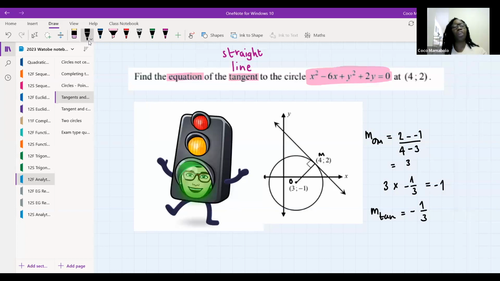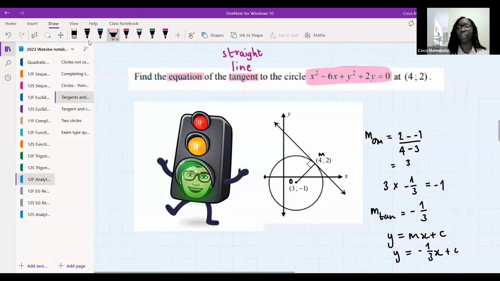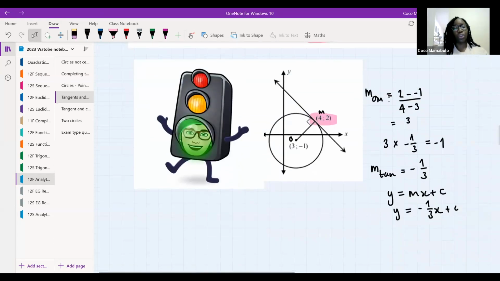Excellent. Okay, now we've got to look at the equation of our straight line, which is the tangent. So we're going to go y is equal to mx plus c. Our m is going to equal -1 over 3, so y equals -1 over 3x plus c. And then we need to sub in the point that is on our tangent, not the one at the circle center. So we need to sub in the point 4, 2. We're going to get 2 is equal to -1 over 3 multiplied by 4 plus c, and then we can solve for c here.